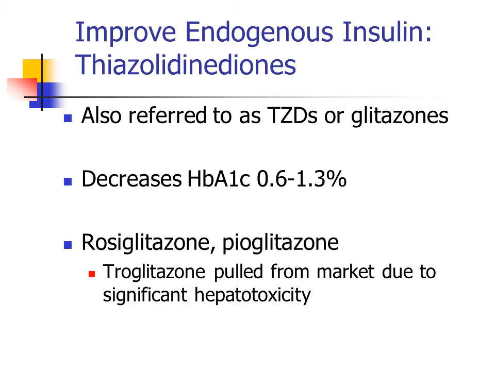A second group of agents that work by improving the body's endogenous insulin are the thiazolidinediones, and they're also referred to as the TZDs, as I mentioned. On average, they decrease the HbA1c about 0.6 to 1.3%, and all of these numbers that I'm citing are as monotherapy. When you get into combination therapies, it's not always the case where you can just add these averages together. Sometimes you don't see that big of an additive effect.